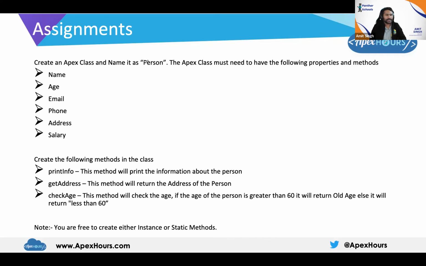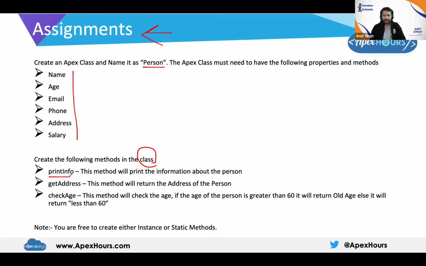With that, let's talk about my favorite part, assignments. Ta-da! Okay, so I'm not going to give you very hard or tough assignments. Pretty much easy, okay? Create an Apex class and give it the name person. And that Apex class must have the variables which are listed here and all should be public variables, okay? Then create the following methods in your Apex class.